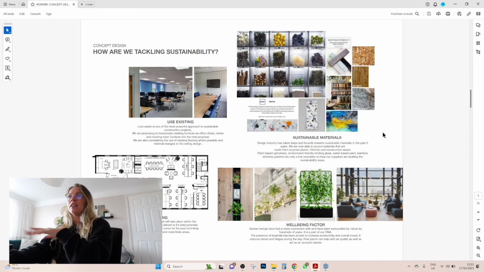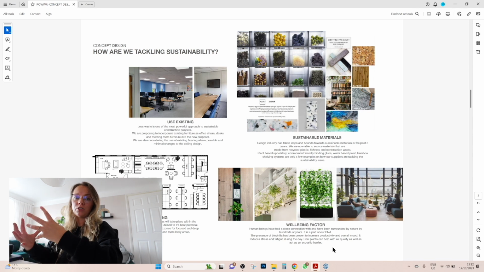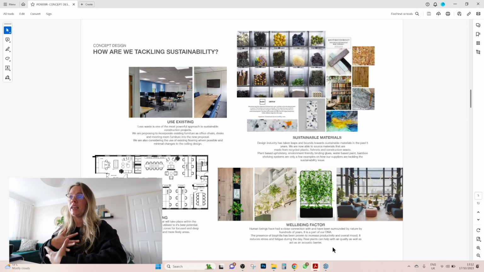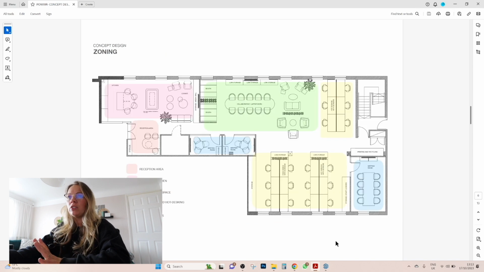Of course, for sustainable materials, we'll look at some fun, interesting new solutions. And like I said, for the well-being factor, we are introducing biophilia. There's so much research on how nature can affect our well-being. So we are definitely taking that into account, whether it's a small plant pot, a whole partition wall, or something hanging from a ceiling. We are looking at that and thinking about acoustics as well. So zoning, I'll talk you through it. This is what we wanted to start with in the presentation.